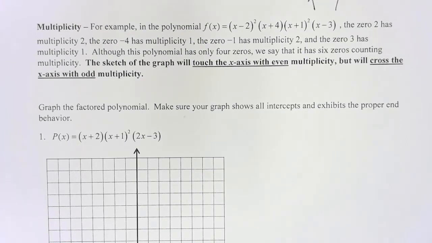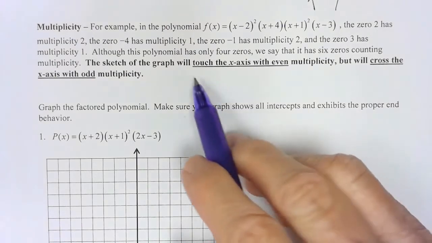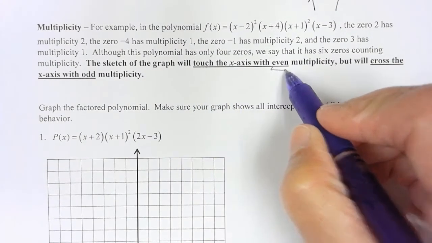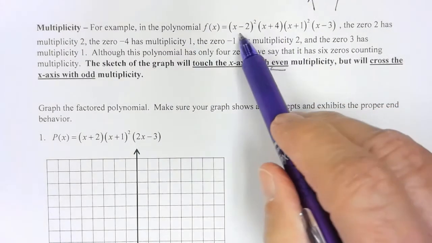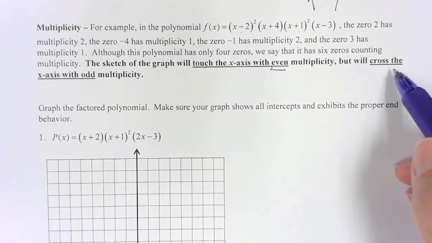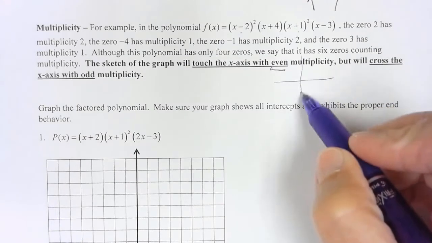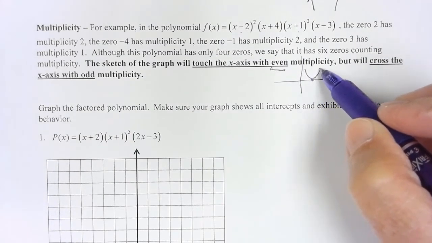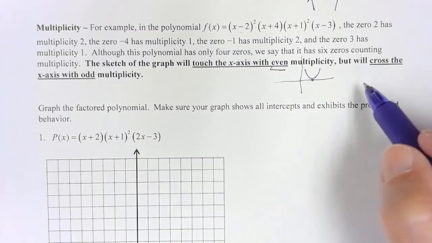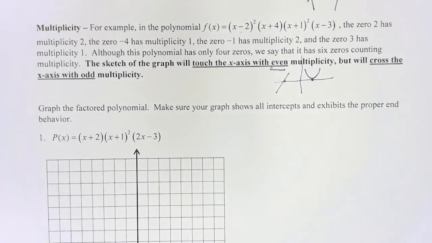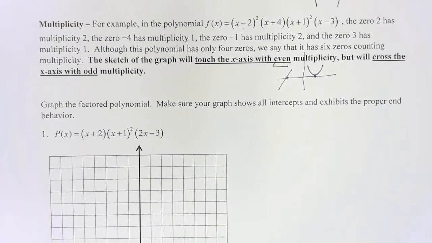Now, the sketch of the graph will touch the x-axis when you have even multiplicities. So at x equals 2 and x equals negative 1, but it will cross the x-axis with odd multiplicity. Touching means this. Say that's a zero. It comes down, it touches, and then goes back up. Crosses through.